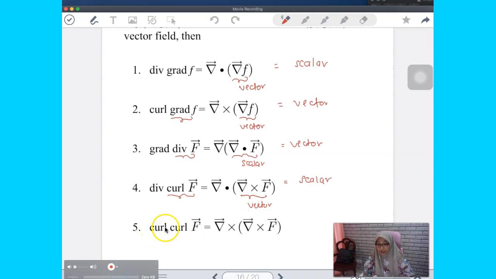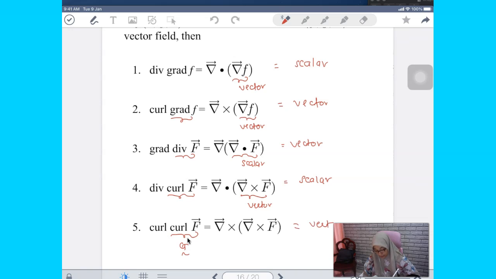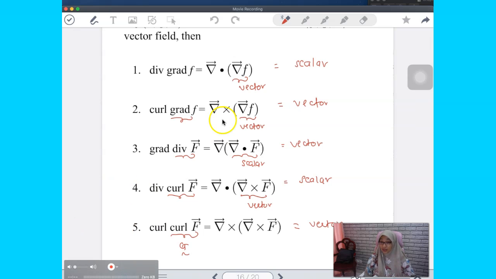And here the fifth, curl of the curl of f. So we know that the curl of f is a vector, and then the curl of the new vector, for example, you have a vector g, and the outcome should be a vector. Okay, so for the sake of the exam, the questions related to this one will give you a scalar field and a vector field function. Based on whatever multiple operation they give, you have to do the calculation.